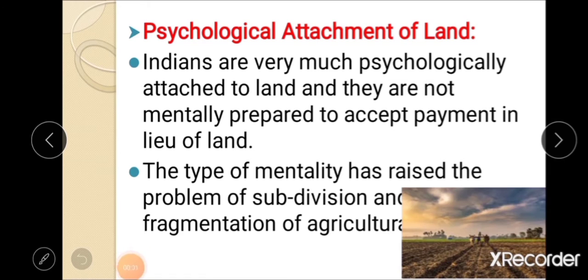Next factor, that is psychological attachment of land. So Indians are very much psychologically attached to their lands, and they are not mentally prepared for accepting payment instead of land. So this type of mentality raises the problem of subdivision and fragmentation of agricultural holding.